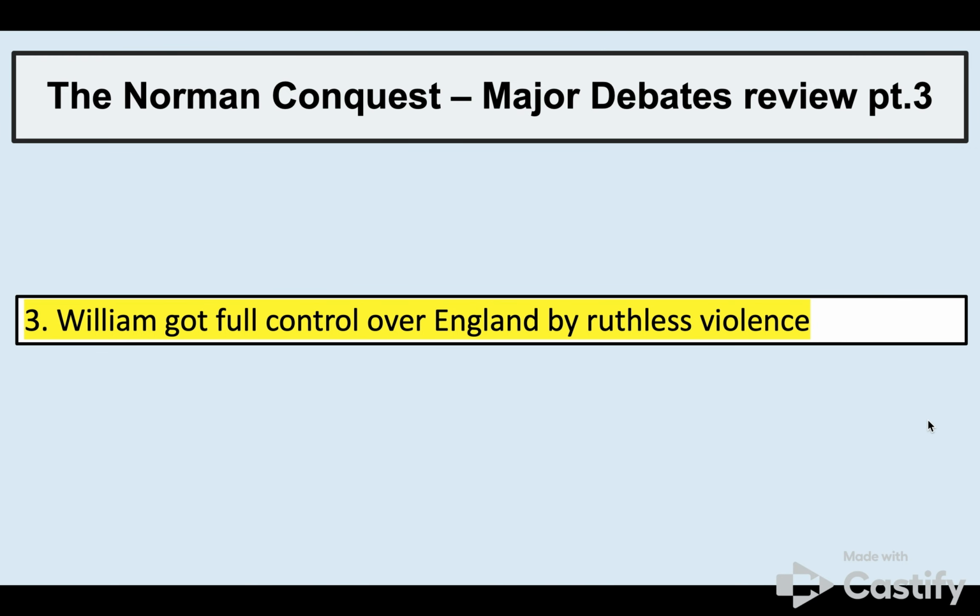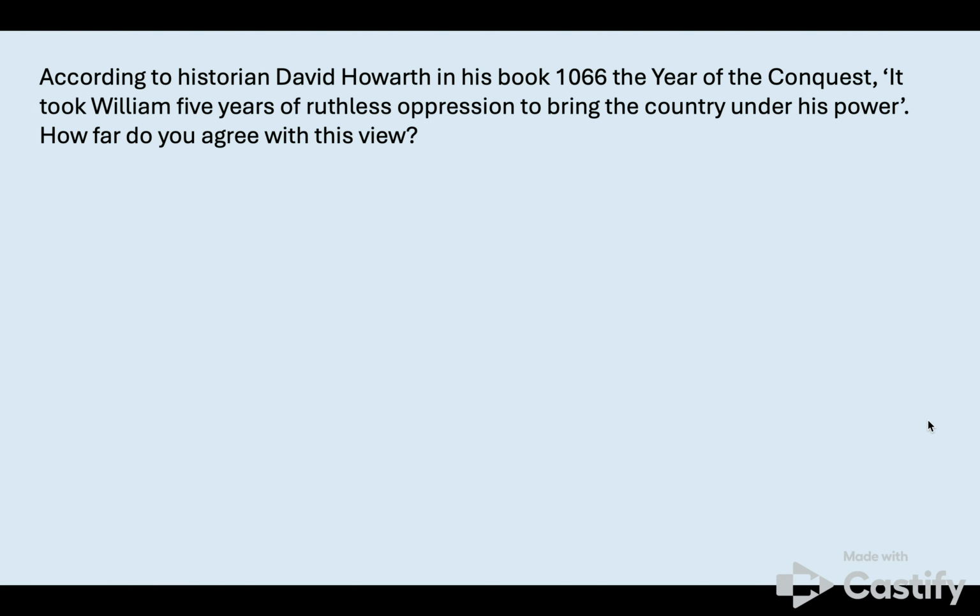But in this video, we're going to focus on number 3. William got full control over England by ruthless violence. So this one is really all about rebellions, about control, and particularly focusing on those early years of the conquest.